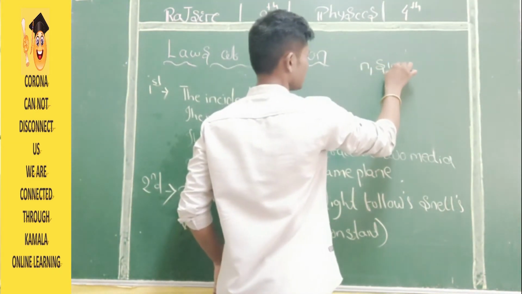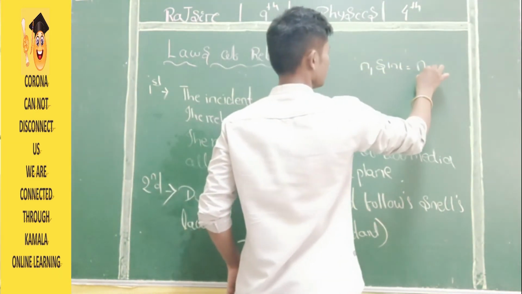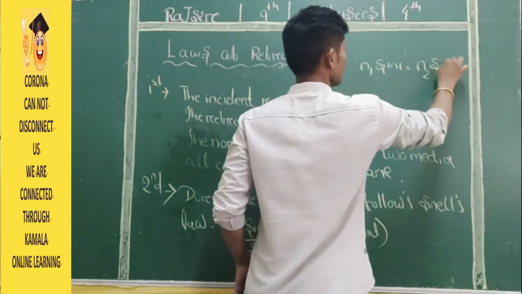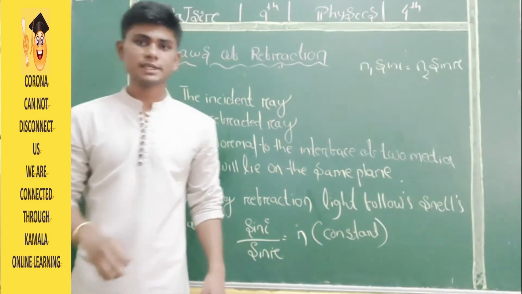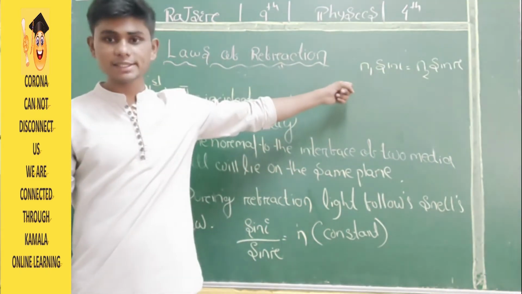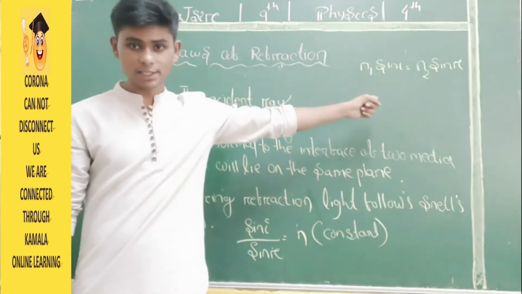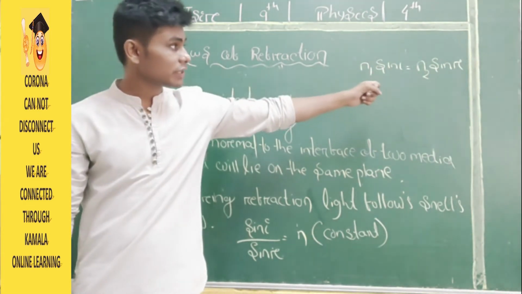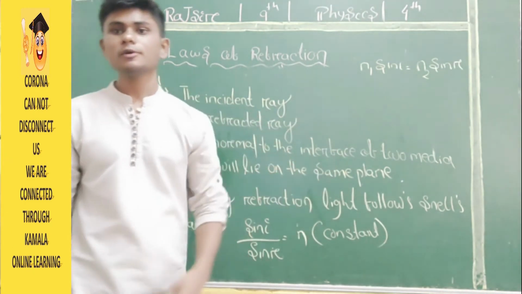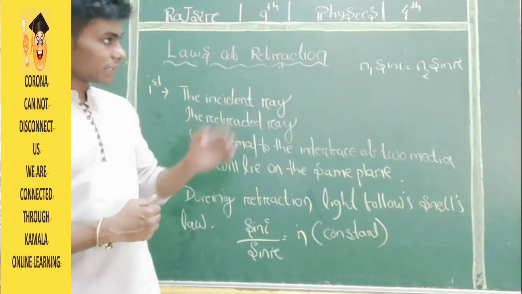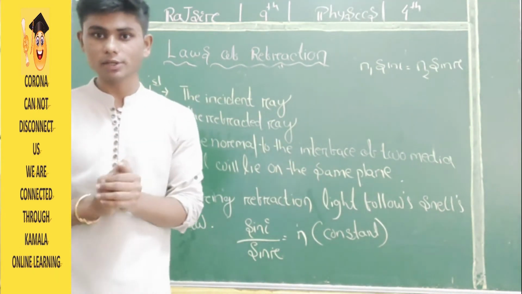n1 sin i is equal to n2 sin r. See, the refractive index multiplied by the sine of the angle of incidence is equal to the refractive index of the second medium multiplied by the sine of the angle of refraction. They both are equal. That's what Snell's law is saying.